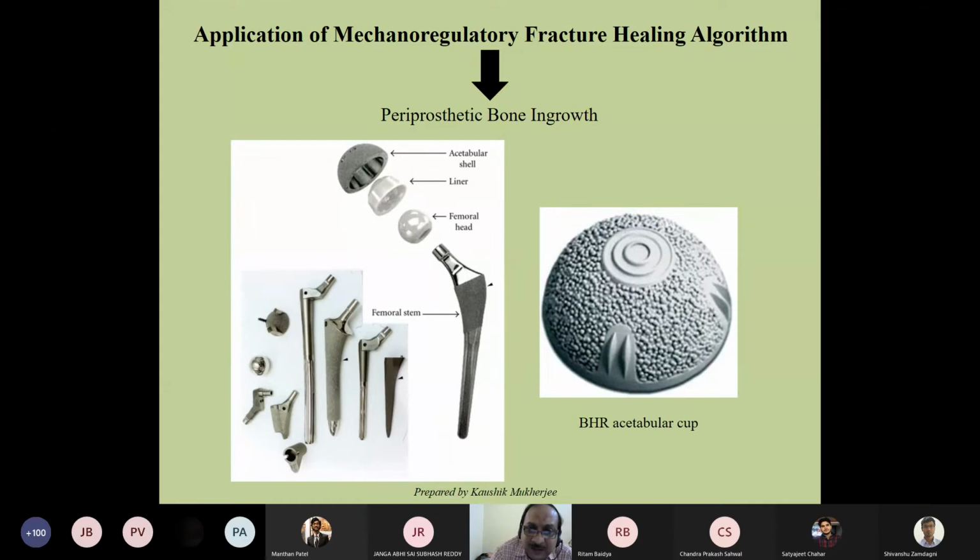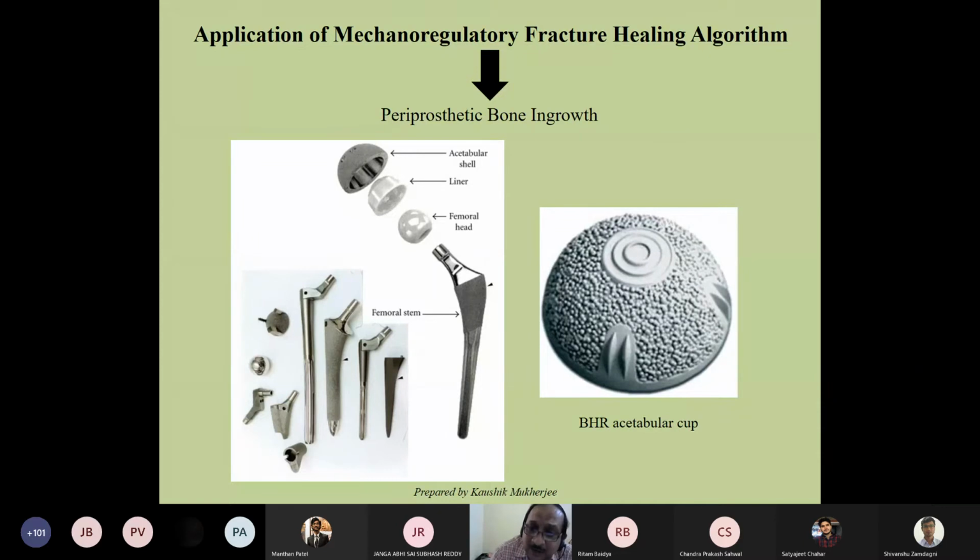But how to quantify that? Quantification of the amount of bone ingrowth was very much necessary to assess not only the design of the implant, but also the design of the porous coating. Because by this time you have realized that the mechanical environment is influencing bone ingrowth as well as bone adaptation. Now, there is a local effect, there is a global effect.